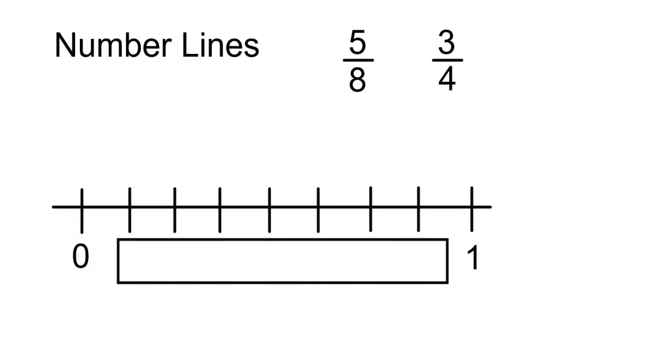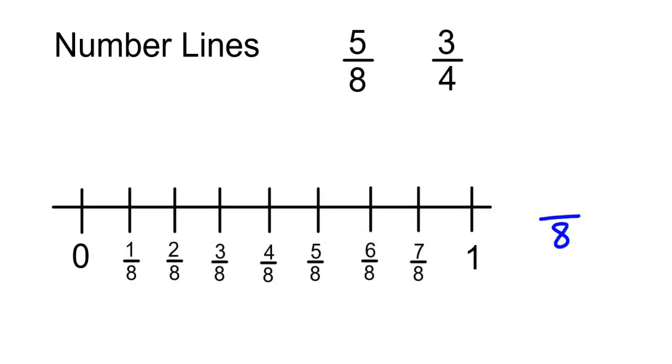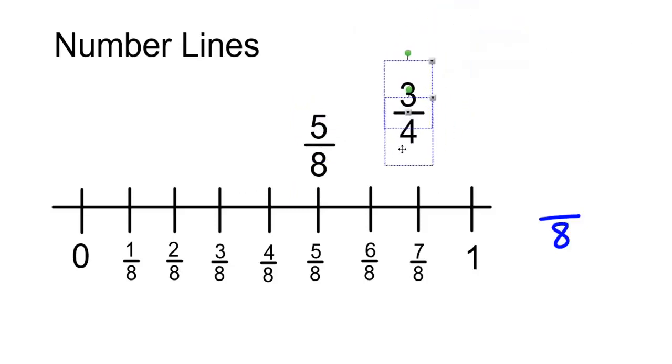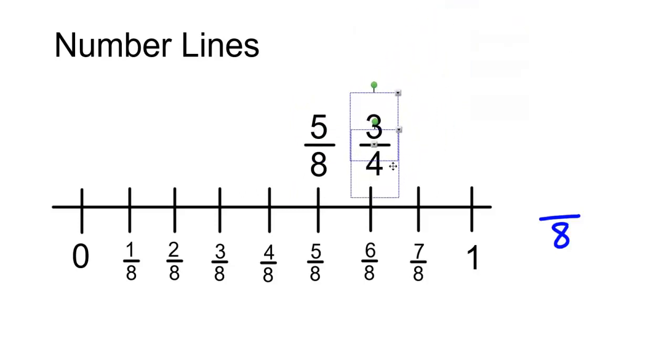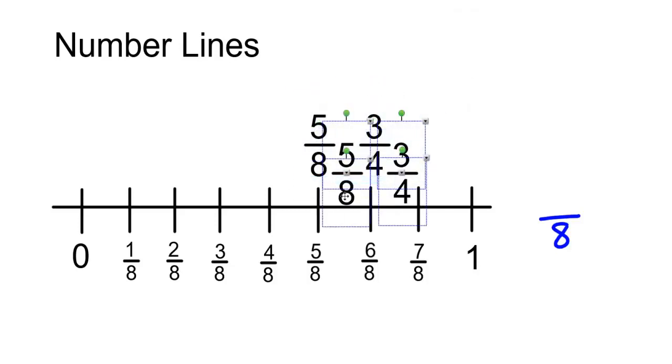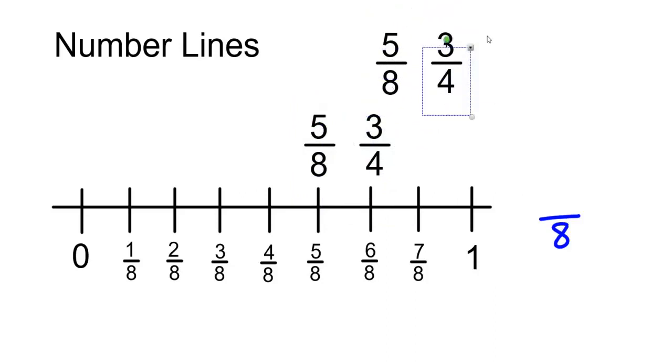On a number line, again find an equivalent denominator. Again, this would be 8. So your number line will be divided into 8ths. Then put your fractions on the number line. 5/8 would go here, and 3/4 is equivalent to 6/8, and therefore it would go right here. And since 3/4 is closer to the right than 5/8, it's going to be larger than 5/8.